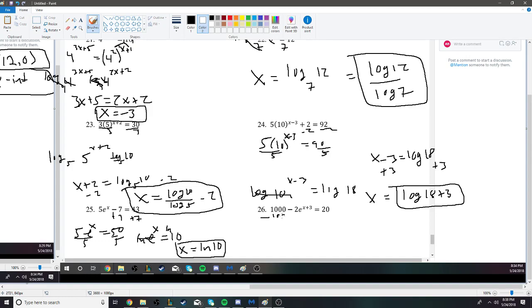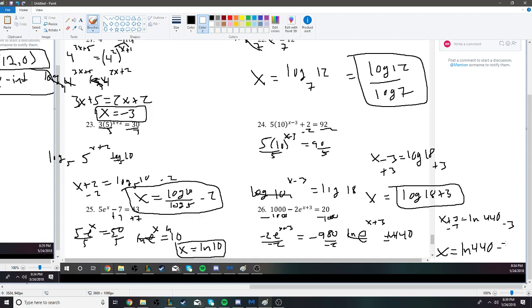For this one, subtract 1,000 on both sides. So negative 2e to the x plus 3 is equal to negative 980. Divide both sides by negative 2. And e to the x plus 3 is equal to 440. Take ln of both sides, and you get x plus 3 equals ln of 440. Subtract 3 on both sides to get x equals ln of 440 minus 3.